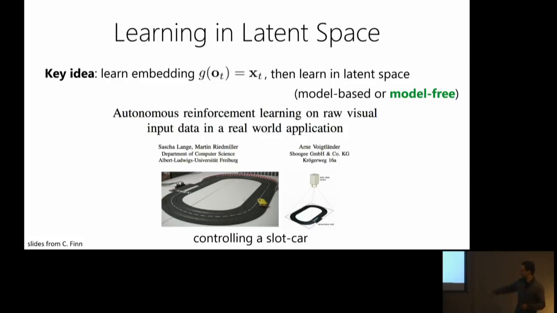And the particular task they're going to be trying to address is this little toy slot car. So there's a camera that watches this little toy slot car, and the camera images are used as the basis for making decisions about whether to accelerate or slow down the slot car to get it to go around the track as fast as possible without falling off the track.